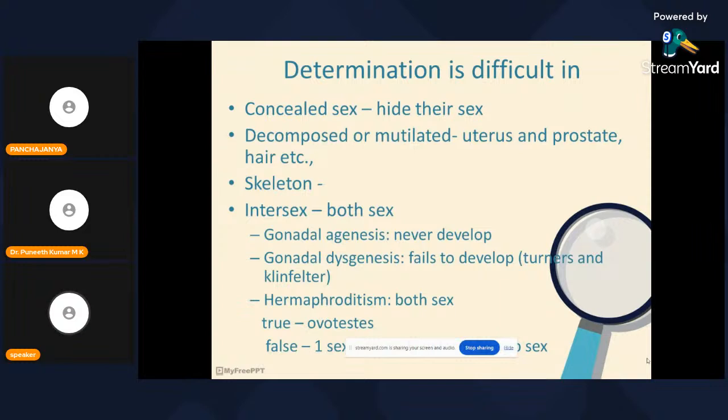And then in false hermaphroditism, the person internally has one sex and externally has the opposite sex. That is called male pseudohermaphroditism or female pseudohermaphroditism. Based on this, sex determination can be done.